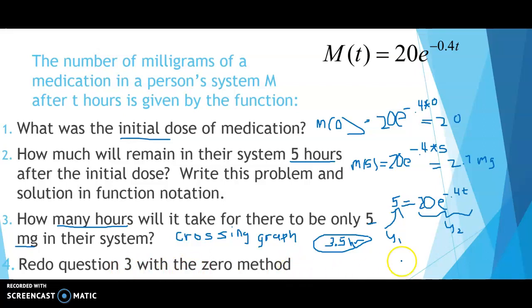So on the zero method, we take this exact same formula that we had here, and we get one side equal to 0. And we'll do that by subtracting. So I'll subtract 5 from both sides. So I have 0 is equal to 20 e to the negative 0.4t minus 5 because I had to subtract 5 to move it over to the other side. So I'm going to go to my calculator with this information and use a little bit different feature on my calculator to find the answer.